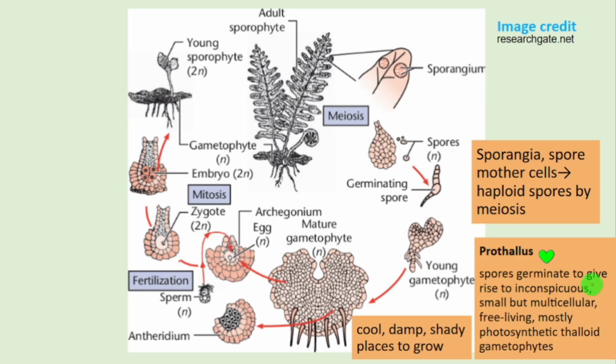Spores germinate to give rise to inconspicuous, small but multicellular, free-living, mostly photosynthetic thalloid gametophyte. So this is thalloid structure, okay? It doesn't look like this. This is just gametophyte thallus structure, and the main purpose is to bear sex organs which will help in sexual reproduction. So this grows in cool, damp, shady places.